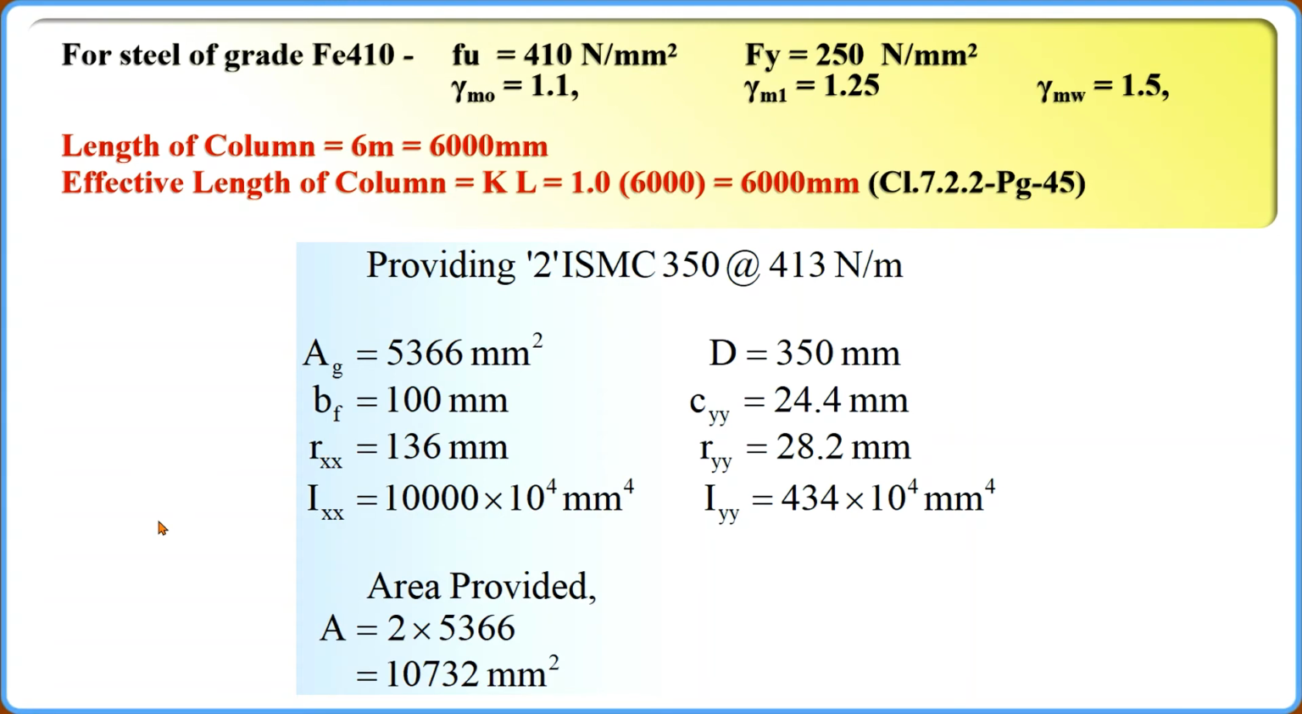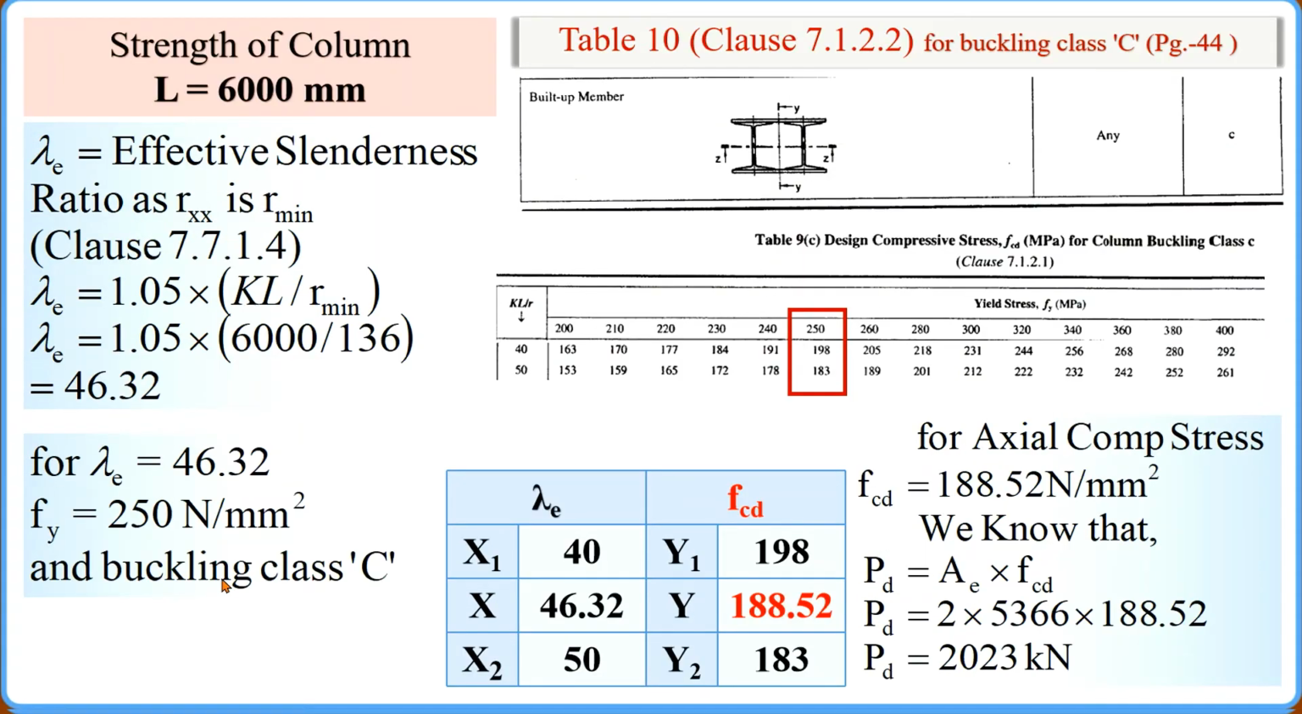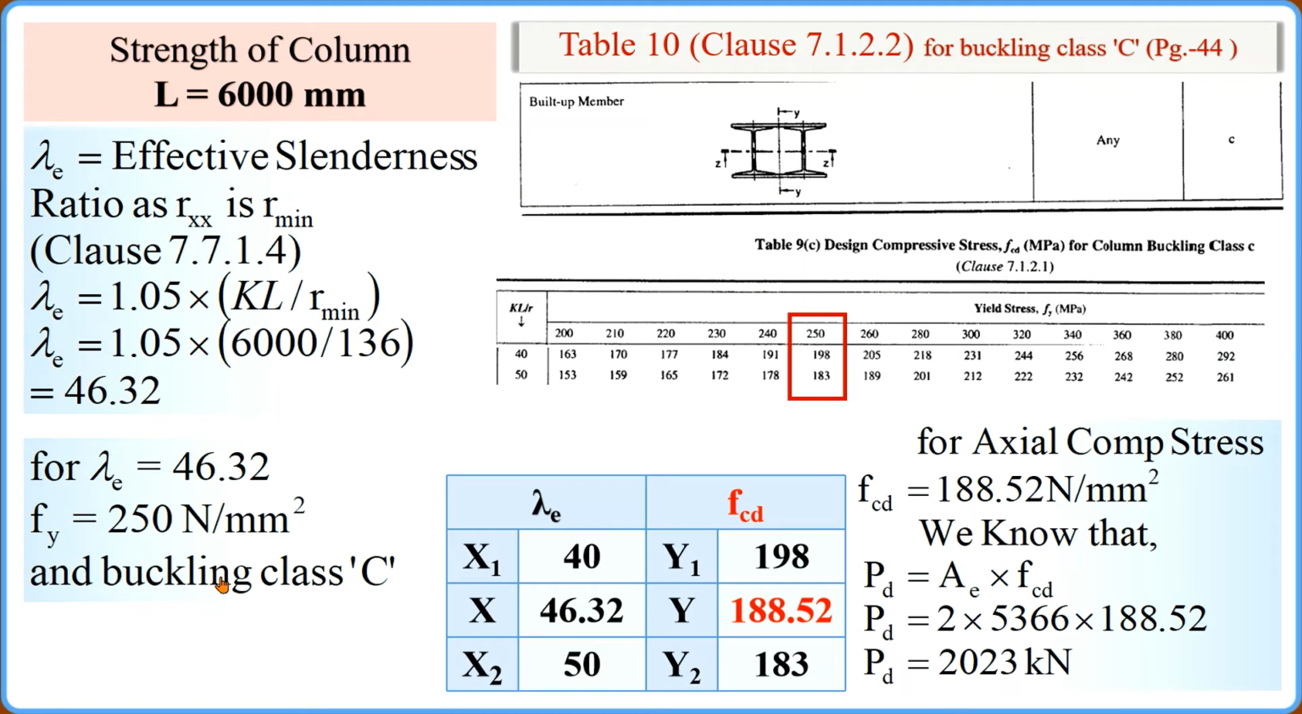So this is the given data again. The only change is the height of the column, and as both ends are fixed, 1 into 6000, so the height of the column is 6000 mm. All other parameters remain the same as the section is the same here, and the total area provided will be 10,732 mm square. Okay, so here again we are going to calculate the slenderness ratio.